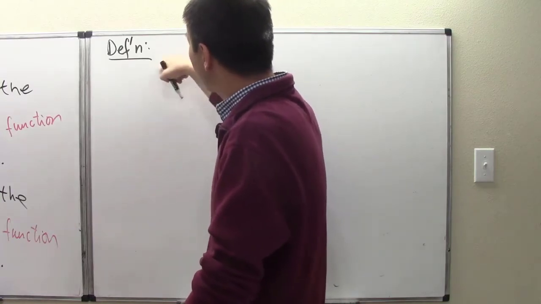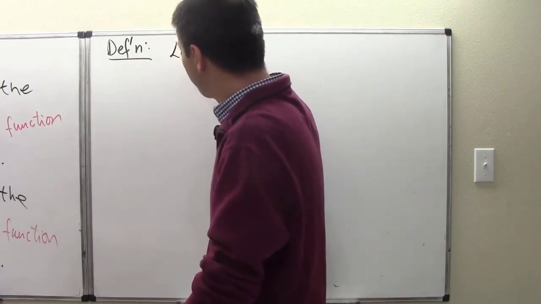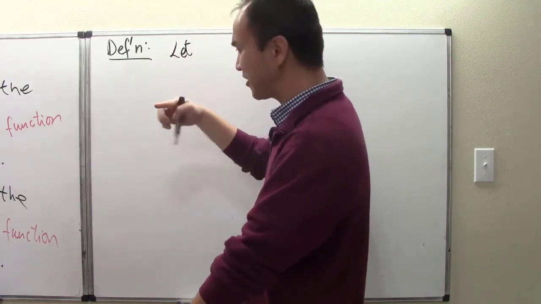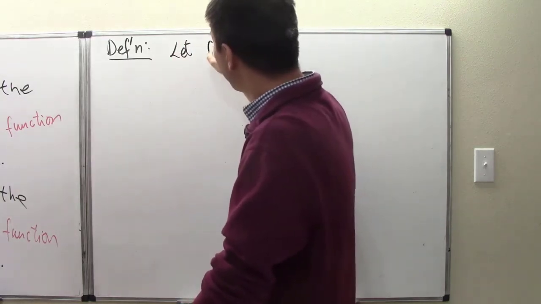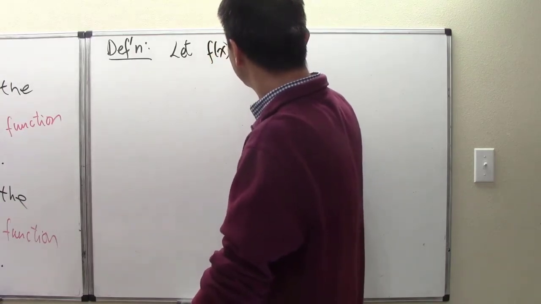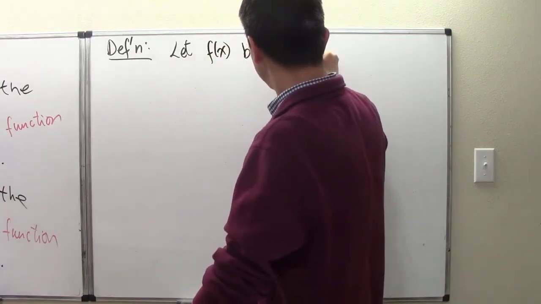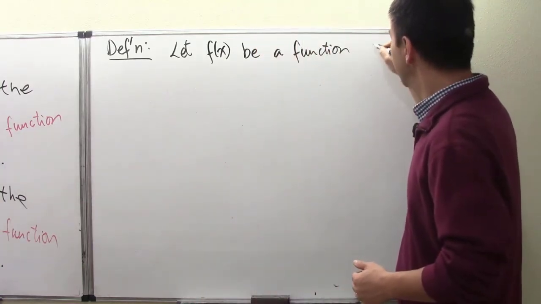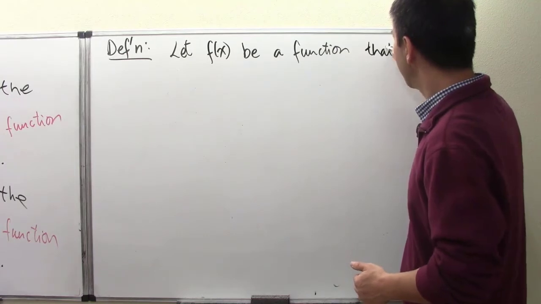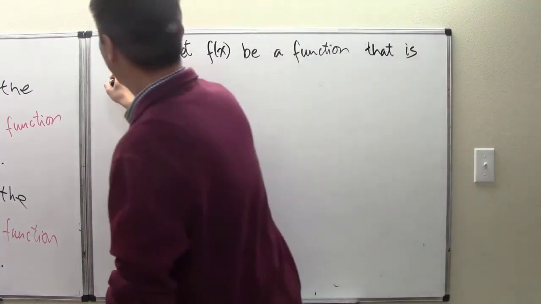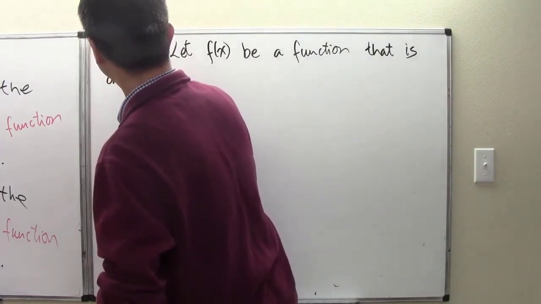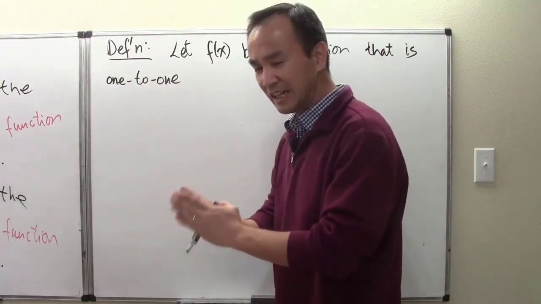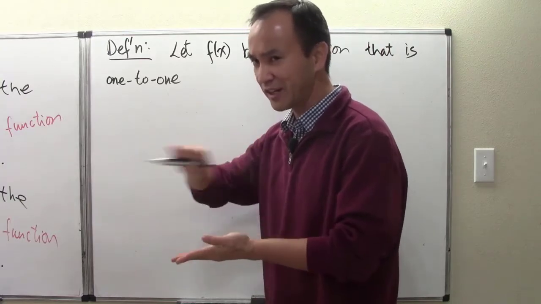So now I'm going to say, it's crucial to start out with this line right here, and that's why I like this definition given in this textbook. Let f of x be a function that is one-to-one. So we start out at the easy level for beginners, to catch the strict requirements.